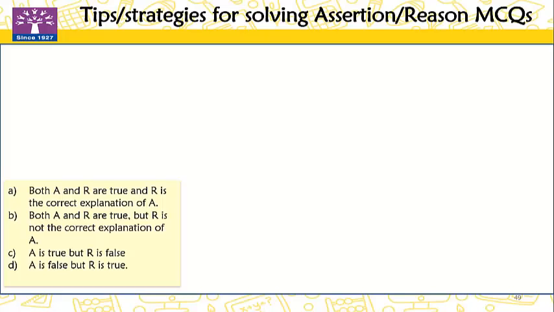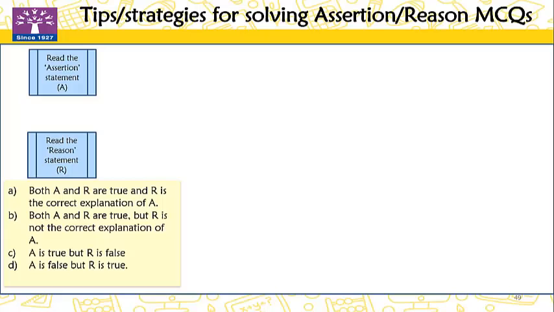Let's look at some tips and strategies for solving assertion reason MCQs. Now you know assertion reason addresses these 4 options where you're given both assertion and reason as individual statements. So here's the step-by-step guideline. You have to read the assertion statement and read the reason statement. Read them as 2 independent statements. Don't try to find a link immediately.